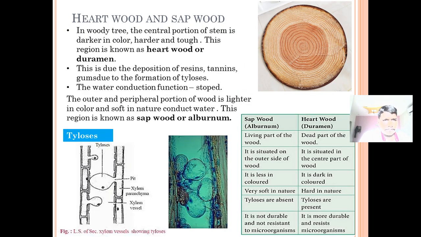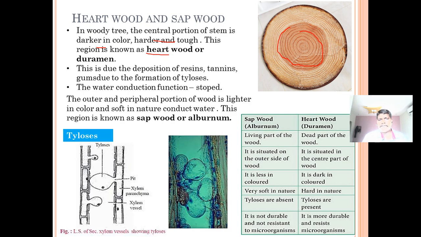Next we will discuss heartwood and sapwood. If you take heartwood and sapwood, in this wood two regions are there: the central region and the peripheral region. You may find that the two regions are slightly varied in color. The central region is somewhat darker in color, harder and tougher. That wood we call heartwood.